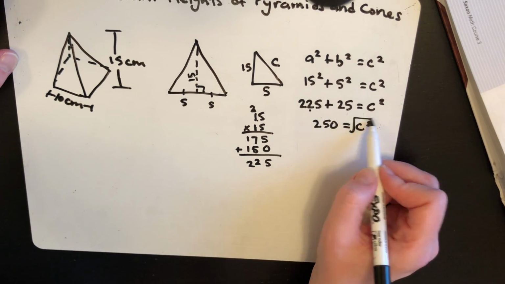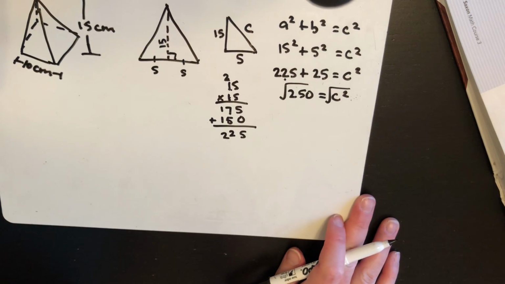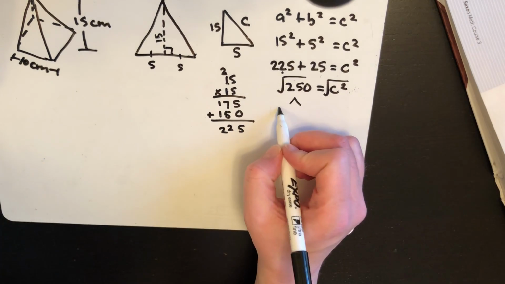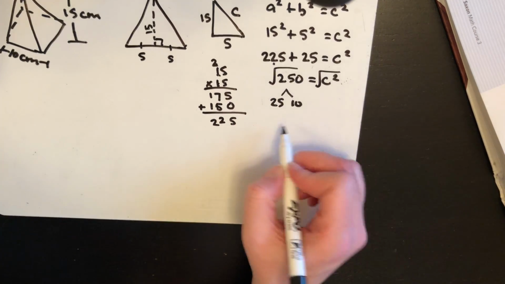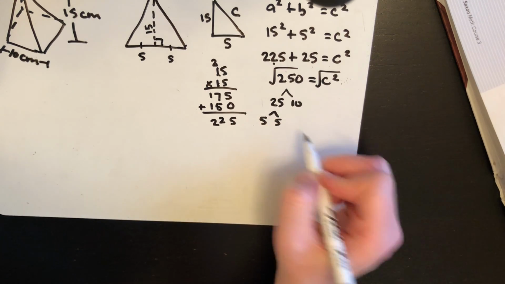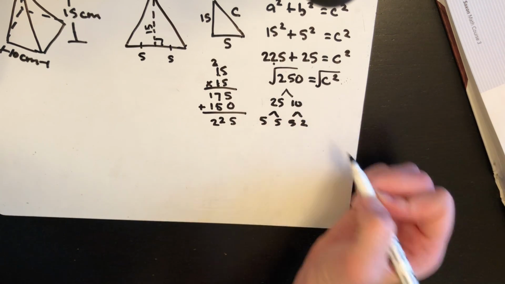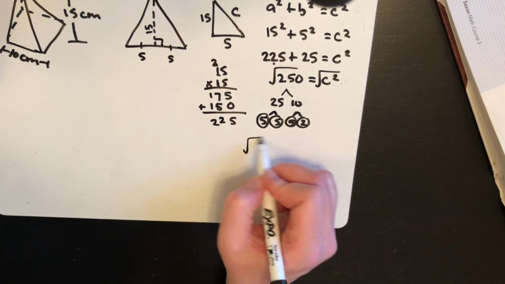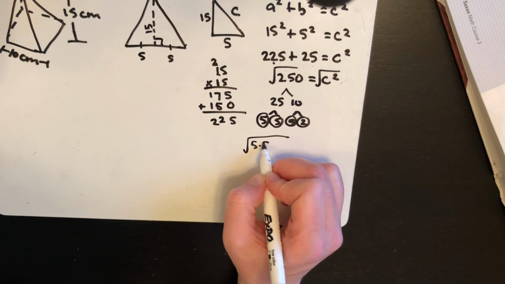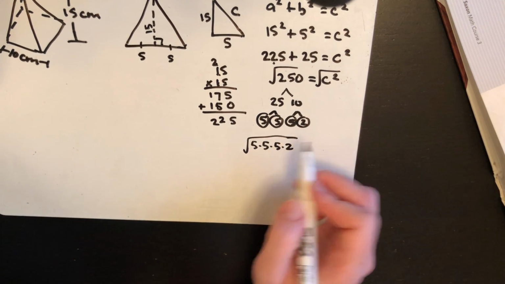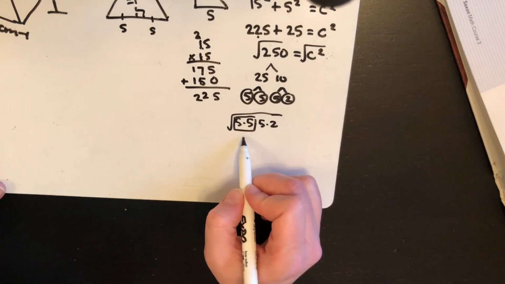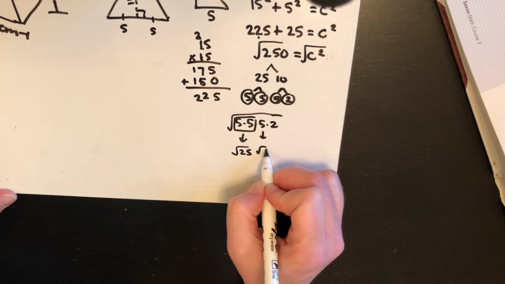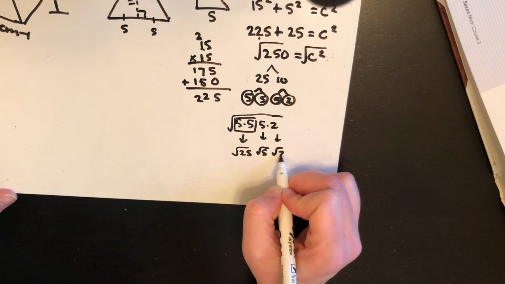How do I undo a square? Take the square root of both sides. All right, I don't know what the square root of 250 is off the top of my head, so let's prime factor it. I know 25 times 10 will get me 250. 25 is 5 times 5, and 10 is 5 times 2. These are all prime numbers. So the square root of 250 can be rewritten as the square root of 5 times 5 times 5 times 2. I'm looking for my partners here. The square root of 5 times the square root of 5 is the square root of 25. Square root of 5 can't be simplified. Square root of 2 can't be simplified.